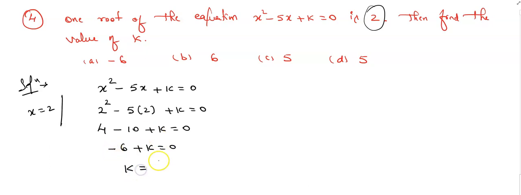Then k is equals to minus 6, come to the RHS side, it becomes plus 6. So the value of k is plus 6. So option B is the answer. So children, this is the examination question. It has appeared in the final exam, this question. So be careful. So this is the way you are supposed to solve the questions.